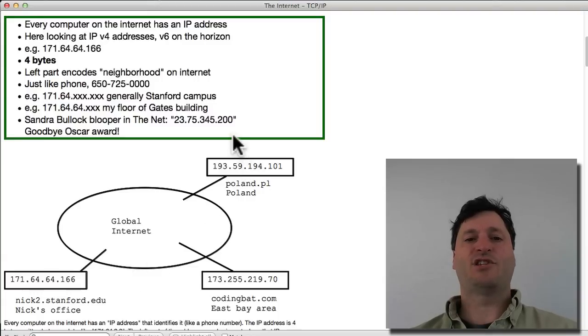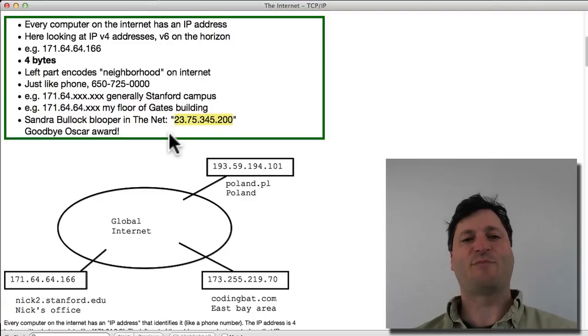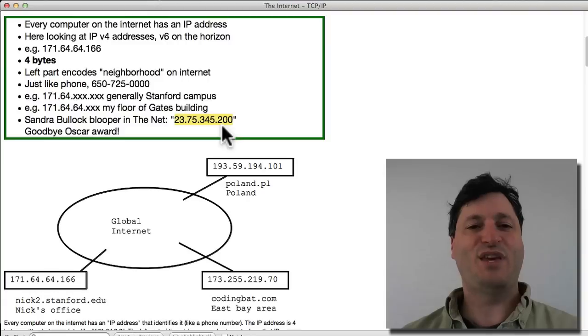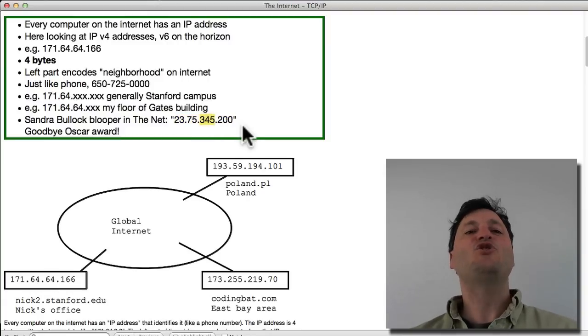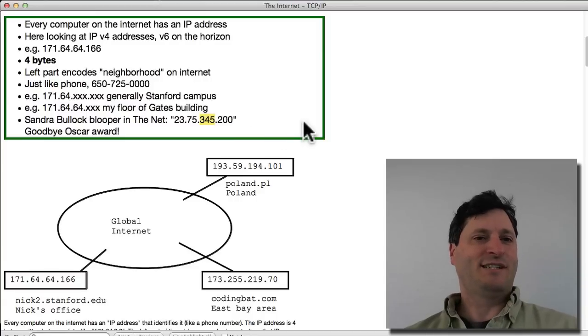There's a somewhat famous blooper in the movie The Net, where Sandra Bullock types in an IP address, 2375.345.200. Peals of laughter fill the theater because 345 is too big to fit in a byte. That takes me out of the movie.